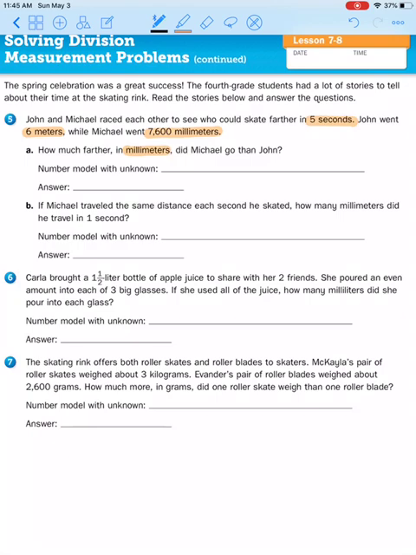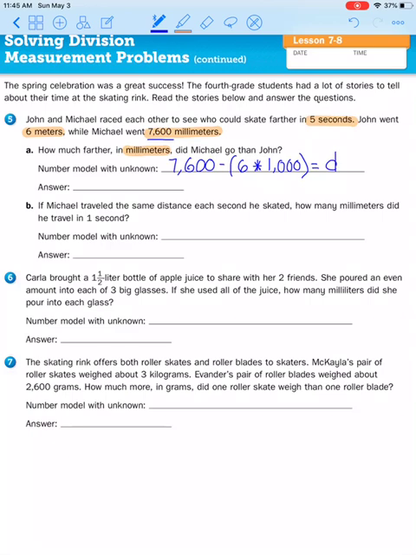So the first thing that we're going to want to do, and I'm going to make my pen a little smaller so I can fit it on these tiny lines, is we're going to have to see how far John went in milliliters. So I know that 6 times 1,000, because there's 1,000 milliliters for every meter. Now, there's a reason why I left this space blank here. Because if we have to subtract, you want the bigger number going first. So I know that 6 times 1,000 is 6,000. So 7,600 is bigger. Because otherwise you would get a negative number. Equals D for distance. So how much farther?